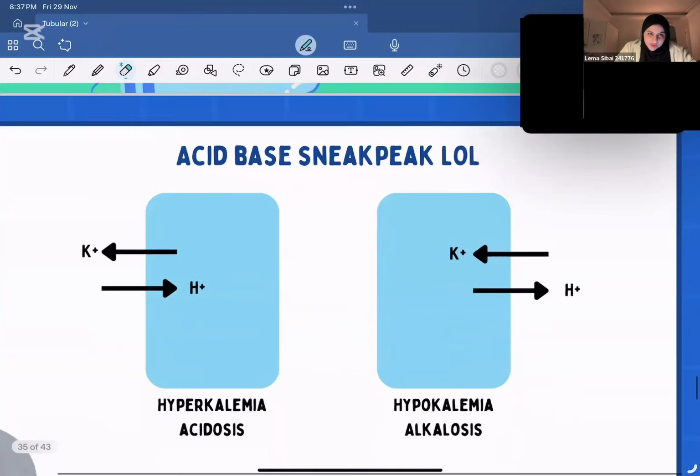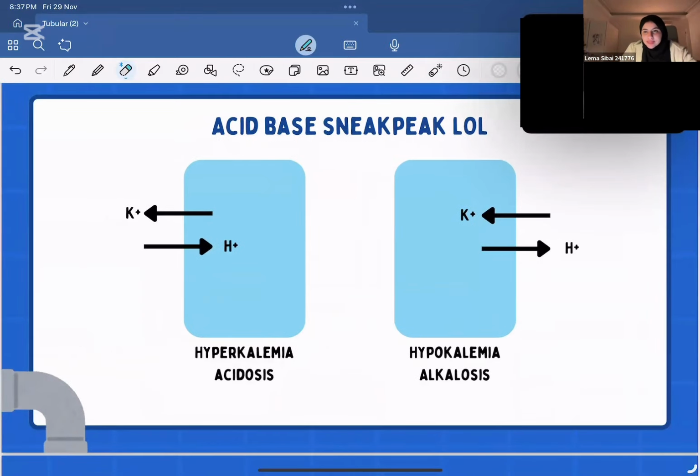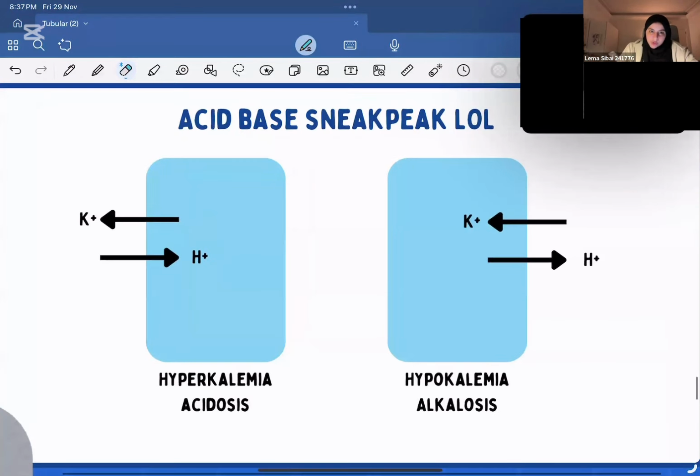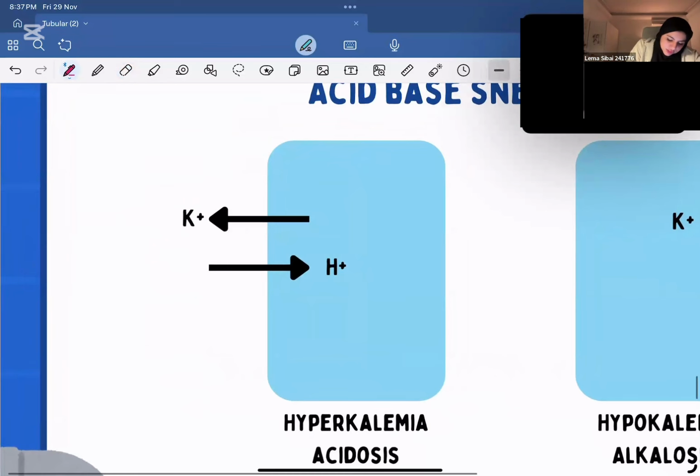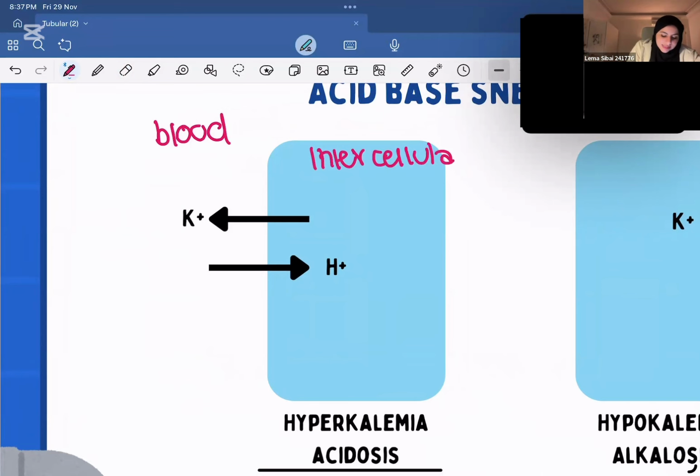All right. So this is just a sneak peek of your acid-base lecture, and I'm not too sure why she put this in the lecture, but it's fine. I'll explain it. So let's pretend this is a cell, okay? Let's pretend that this is your blood, and this is the intercellular fluid. ICF for short. This is your ICF, and this is your blood.